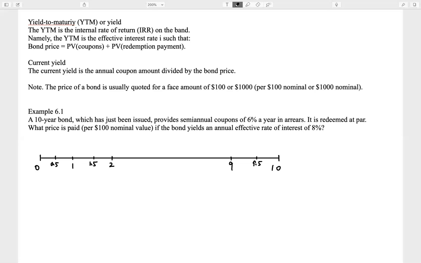How do I calculate a coupon? I have $100 nominal value. So $100 times my coupon rate. My coupon rate is 6%, but it's a nominal interest rate convertible semi-annually. So for each 6 months, I need to divide it by 2. So the size of each coupon is $3.